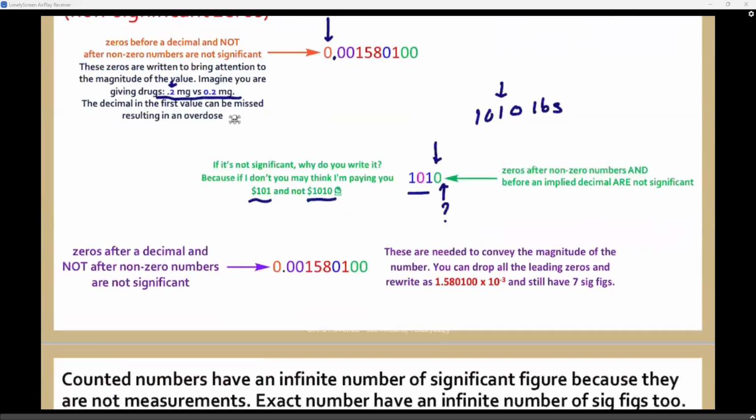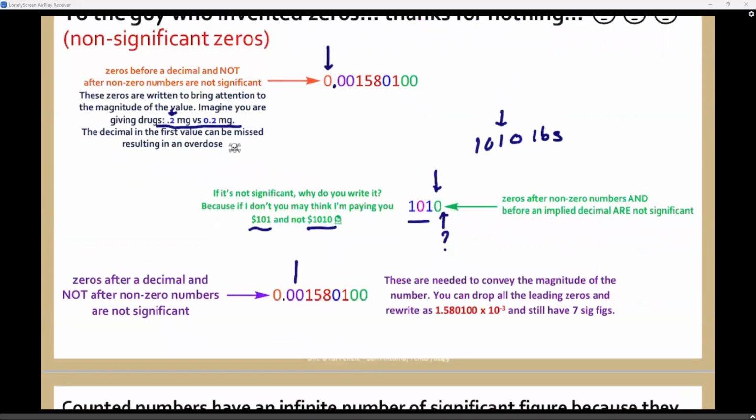Zeros after a decimal and before a non-zero number. So again, we have to write these because why? Just like before, I can't just write it like this and have you guess how many zeros are supposed to be here. I have to write this to show you that this one starts at the thousandth place. Typically, if you can convert a number to scientific notation, drop those leading zeros, they're not significant. So this value has 7 significant figures. These first 3 are non-significant. This captured 0 is significant. These trailing zeros are significant.